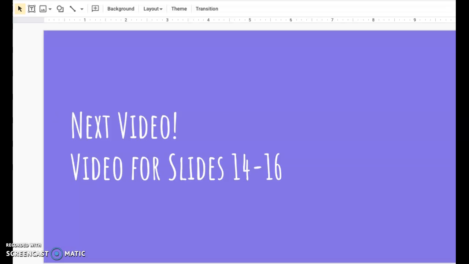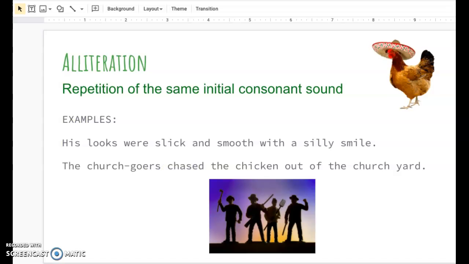All right, so we have alliteration, which is the repetition of the same initial consonant sound. The most important thing here is that idea of the consonant sound. So it's not going to be letters that start with vowels, everybody. Consonants is everything but A, E, I, O, U.